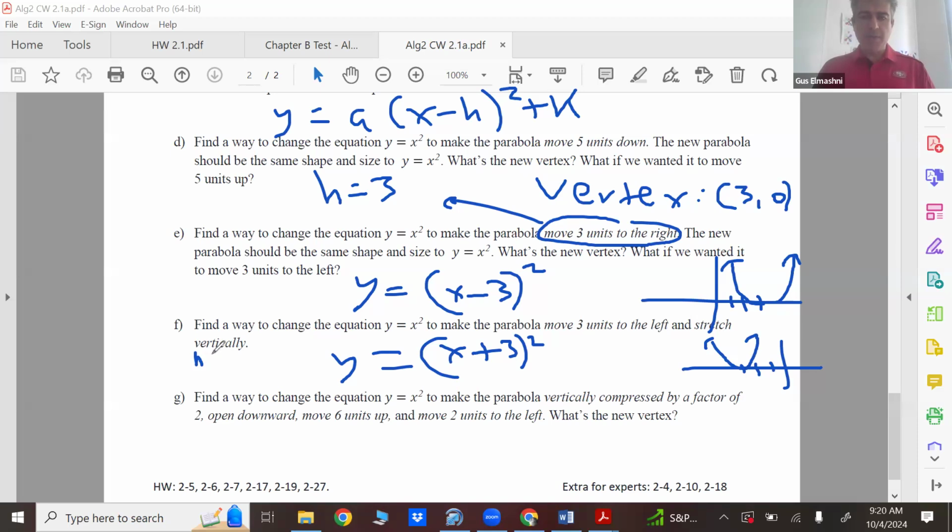I don't know why it says stretch vertically. Let's not worry about that. I don't know why it says that.